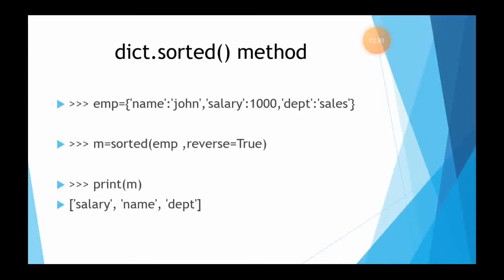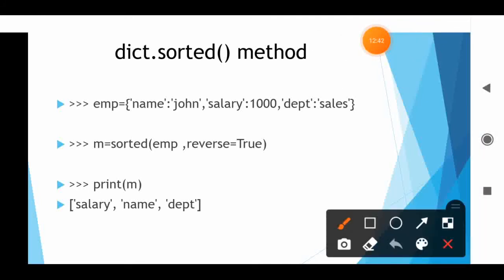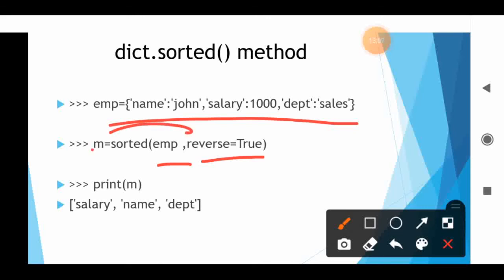The next method. In the sorted function, there are some options. Okay, the next method: emp equal to, again I have created the dictionary. m equal to sorted emp comma dictionary name comma reverse equal to true. Reverse equal to true means the keys will print in descending order. Now the keys will be arranged in descending order and stored in the result variable m. Now you can print the variable m. You can see the result of the values: salary, name, department. Can you understand this?